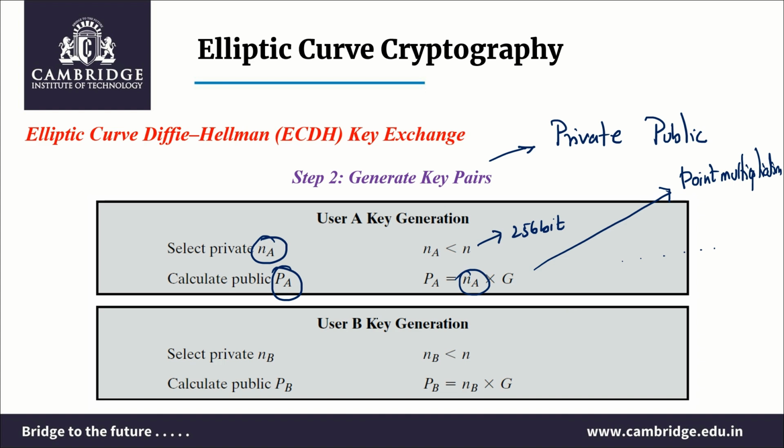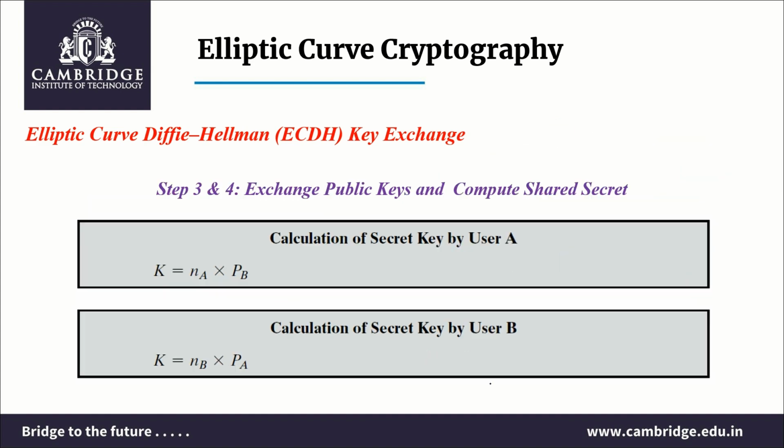Similarly, at the user B side, user B takes NB as the private key and its value should be less than n. It is going to compute its public key PB, which is NB into G. So this again is also a point multiplication. That is how the key pair is generated, public key and private key. NA, NB, private key of A, private key of B. Using that, multiplying it with the point G on the curve, we are going to get the public key. So this is the key generation.